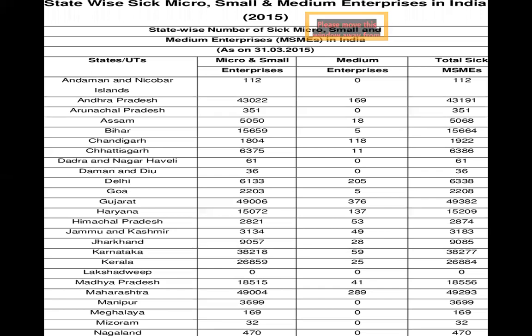Now, this is a 2015 survey which gives the state-wise sick micro units of India. So if we see the different states, the number of micro and small enterprises, the medium enterprises, and the total sick MSMEs. So how many total sick MSMEs are there? These all are as per the state. So these many were open. These were the medium enterprises, and these are the total sick industries. So you can have a look.